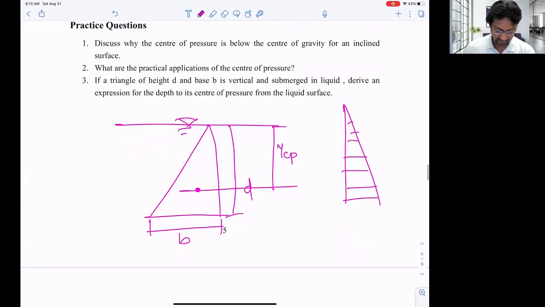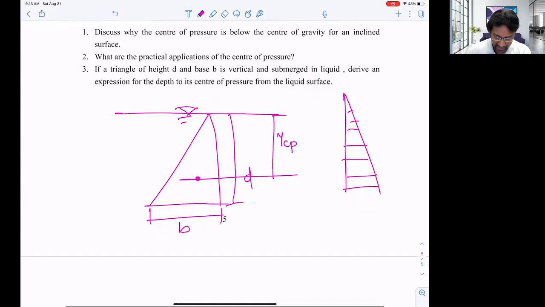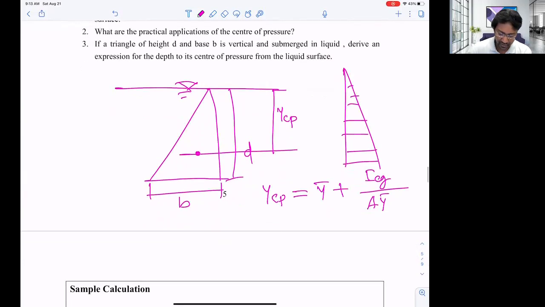So we know that for a triangle, if you have already taken that mechanics course, you already know what the center of gravity is, because we have that theory. YCP is equal to y bar plus ICG over A y bar. That is the equation we'll use. And then we need to know the area of the triangle. We know the area of the triangle will be BD divided by 2, half into base into height. And then we need to know ICG and we need to know the y bar.